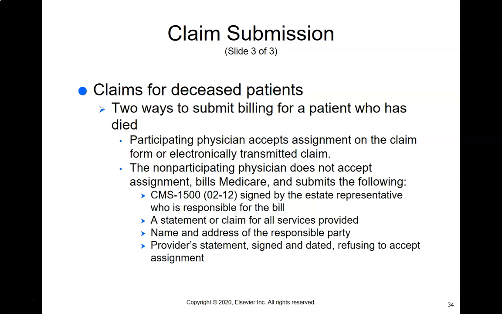There are 2 ways to submit billing for a patient who has died. The participating physician accepts assignment on the claim form and or electronically transmitted claim. The non-participating physician does not accept assignment, bills Medicare, and submits the following: the CMS-1500 signed by the estate representative who is responsible for the bill, a statement or claim for all services provided, the name and address of the responsible party, and the provider's statement signed and dated refusing to accept assignment.